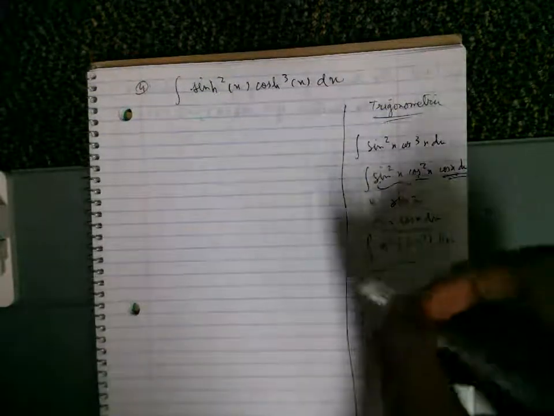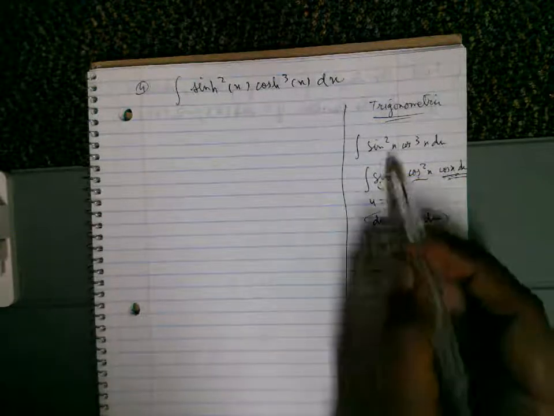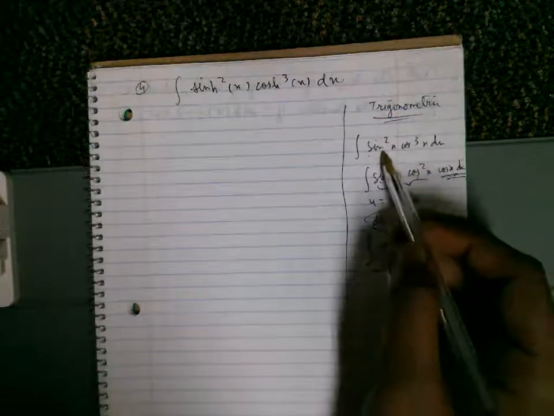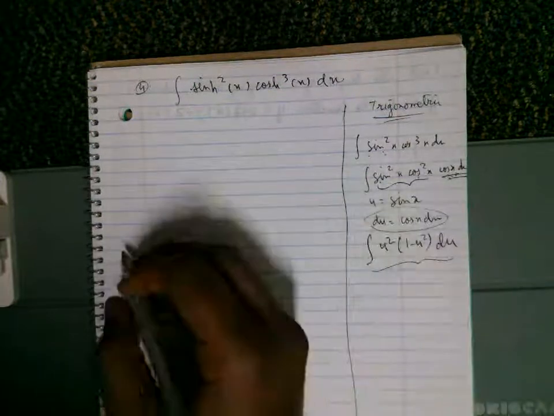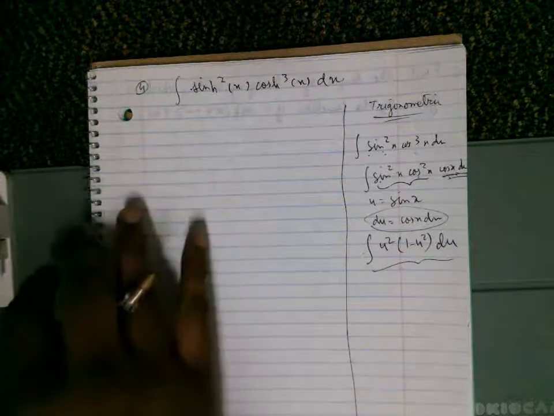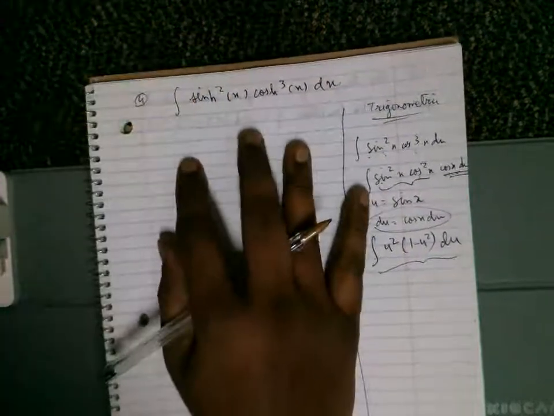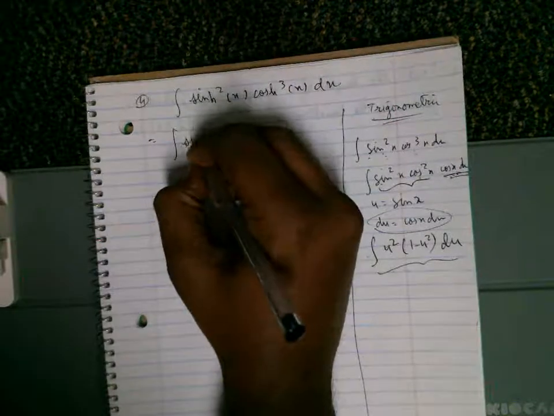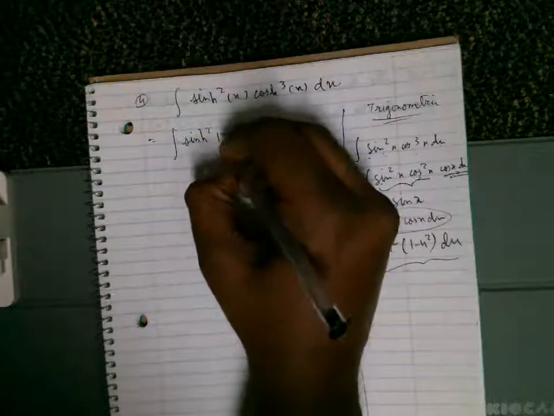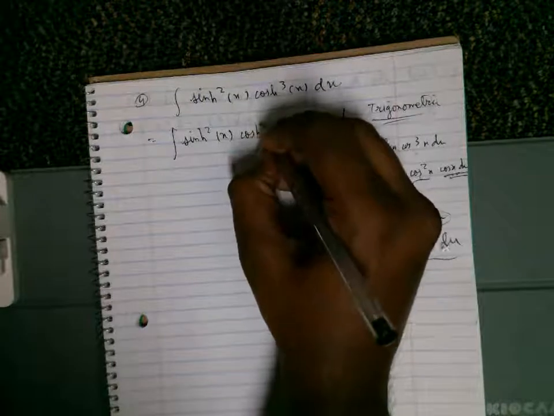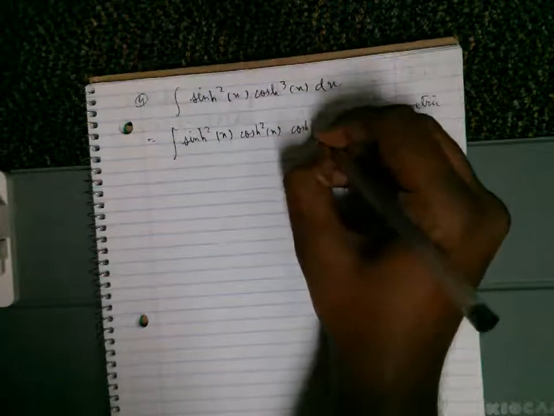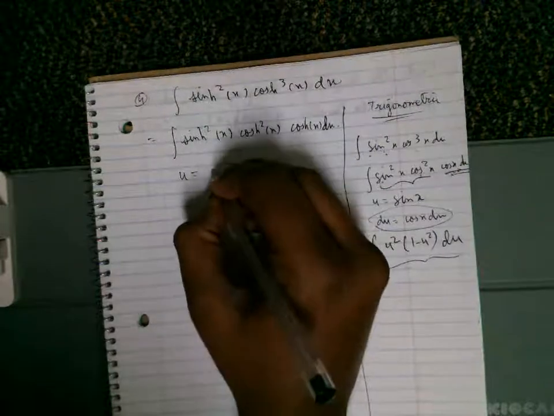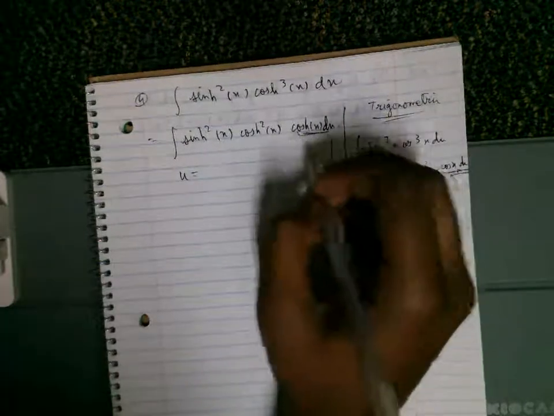So that was the technique we used to do for sine squared cos cubed x, or the powers of sine and cos where one of them is odd. So that is what we used to do. So similarly we'll be doing here. So this can be written as sinh squared x times cosh squared x times cosh of x dx. Now, this is the derivative of sinh of x.